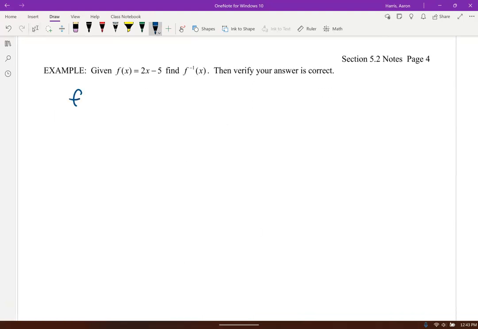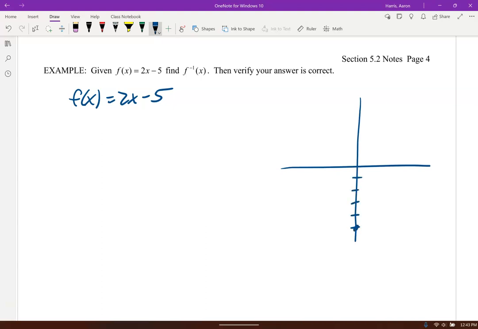Here's f of x. F of x is 2x minus 5, right? So in other words, we have this function with a y-intercept of negative 5, up to the right 1, up to the right 1, and so on. Here's our f function. We're trying to find its inverse.